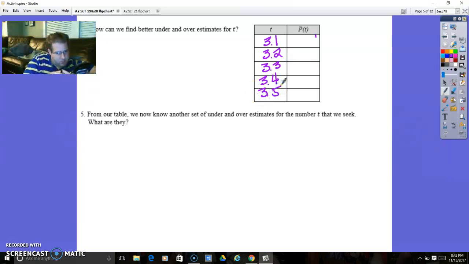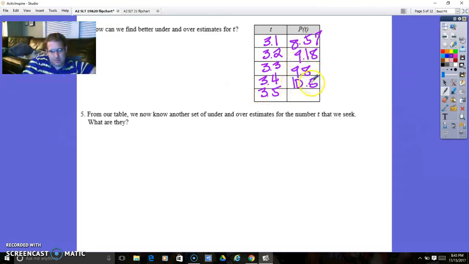Okay, so trying this again. 2 to the 3.1 is 8.57. That's still too low. We want to get to 10. So 2 to the 3.2 is 9.18. We're getting closer. 2 to the 3.3 is 9.8. Now we're getting really close. 2 to the 3.4 is 10.5. Okay, so now we've gone over.